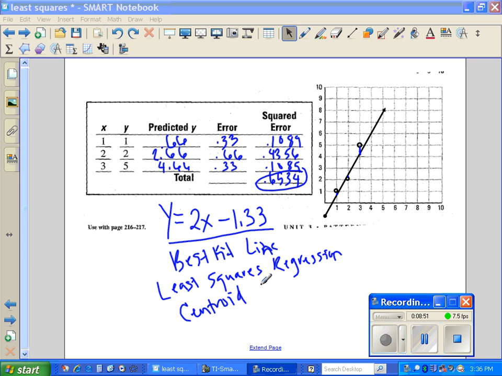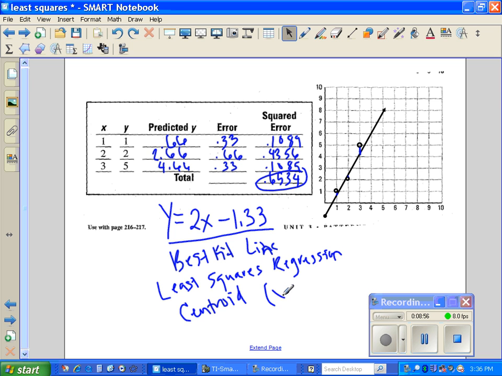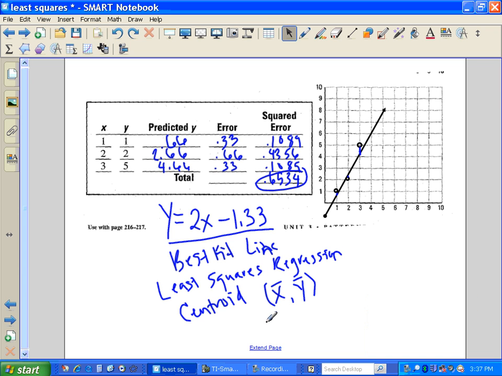Sorry about that interruption. The centroid is the point that has the mean of the x data and the mean of the y data. The centroid for this data here is 2 and 2.66, and we can see that this line includes the point 2 and 2.66. It's approximately right here. So that's another way to tell that this is a good line or good equation to represent this data.